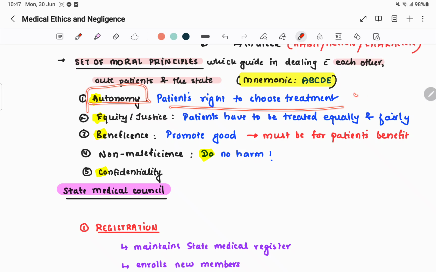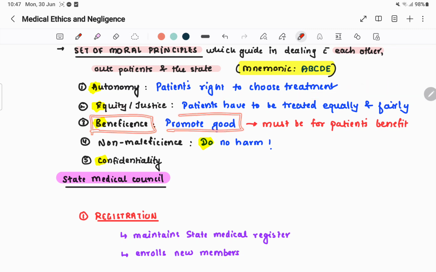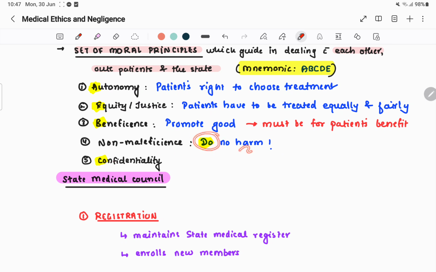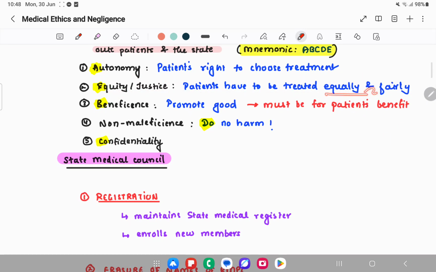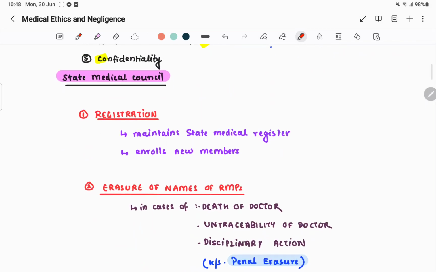Autonomy. Autonomy means the patient's right to choose treatment. The patient has the whole right over what interventions and treatment he or she is subjected to. B is beneficence, that is, a doctor must promote the good and it must be for the patient's benefit, right? And C is confidentiality, the patient details are kept confidential. And D is do no harm, that is non-maleficence. Whatever he or she is doing must be in good faith. And E is equity or justice, so patients have to be treated equally and fairly, with no discrimination based on caste or creed or something like that. Okay, and these principles must be adhered to.